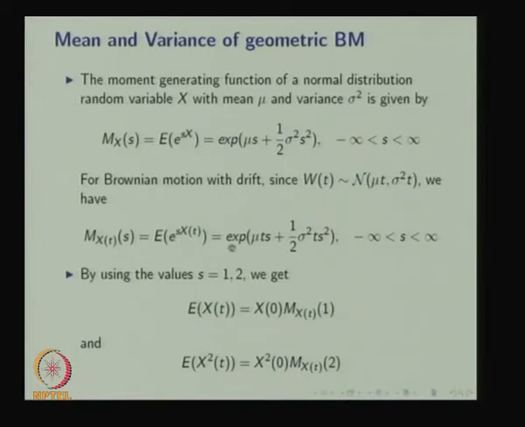Since W_t is normally distributed with mean mu t and variance sigma squared t, and for a standard normal distribution the mean is 0 and the variance is 1, this is the same as exponential of mu t s plus one half sigma squared t s squared. By using the same logic, you can get it in this form.